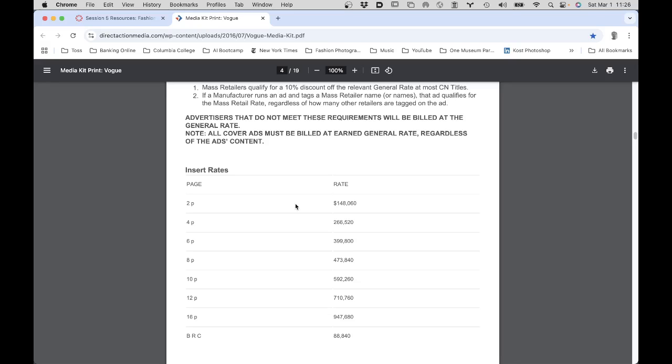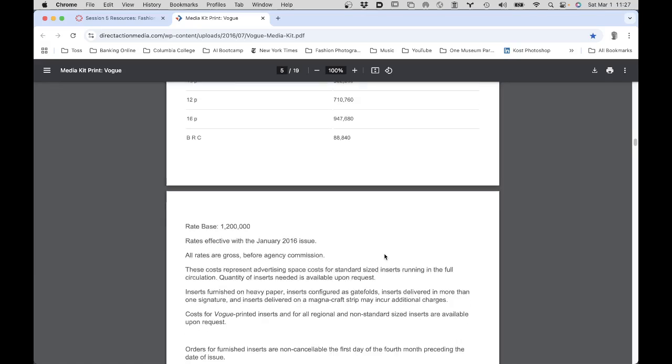But if you want control of yours, you can have an independent printer print out an insert for you. They have to print 1,200,000 of them, however many copies of Vogue there are, and they actually insert them into the magazine. However, you have to pay Vogue on top of the printing charge to stick it into Vogue. For a 2-page insert, it's $150,000. For a 4-page insert, it's $266,000. This is not cheap to do, but nonetheless.